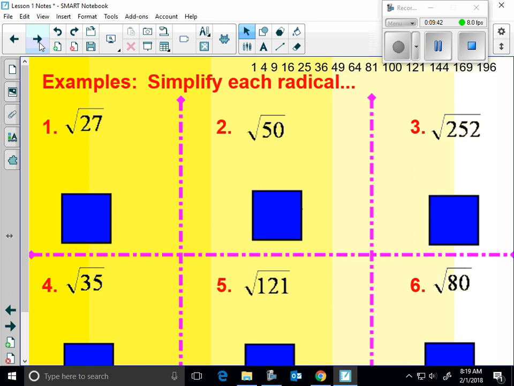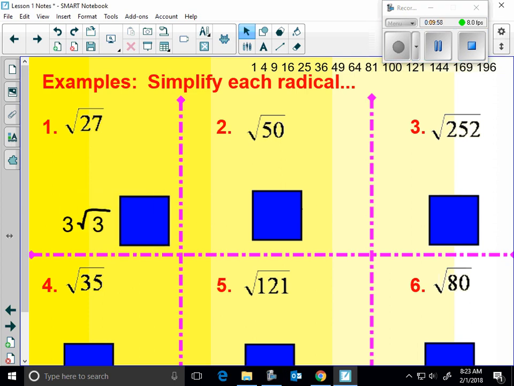Hey, I want you to work with a neighbor. Try these 6. Some might be easier than others. Good luck. I'm waiting for it. Hey, Nick, tell me which one you got. The first one, what'd you get? 3 root 3. Good, 3 root 3. Nick saw that 27 breaks into a 9 and a 3, which the square root of 9 is 3, and the square root of 3 stays the same. 3 root 3. Good job, Nick.